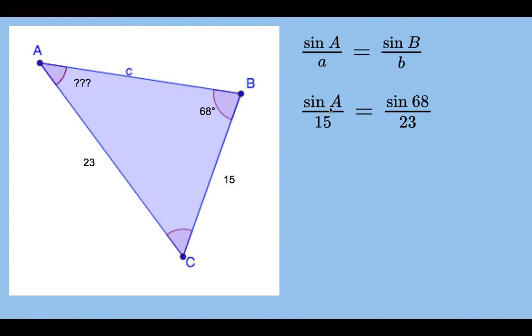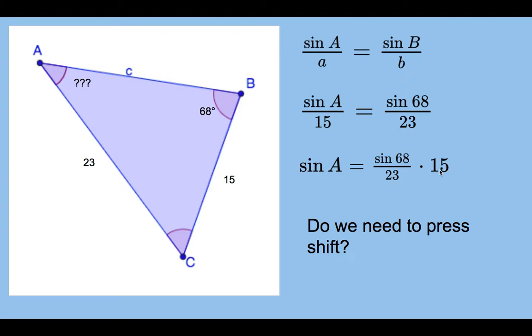We want to find sine A, so we need to move this 15. We are dividing by 15 on this side, so when we take it over, we are going to times by 15. So we get sine A equals sine 68 divided by 23, times 15.